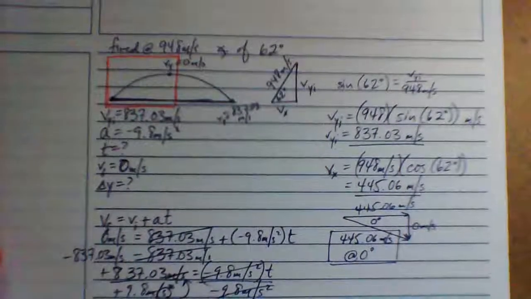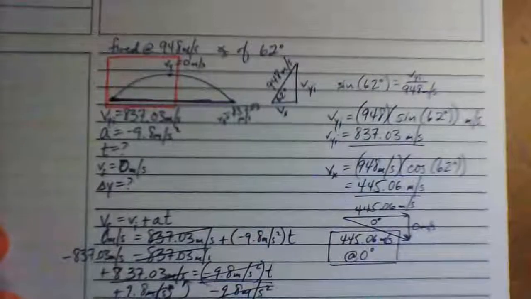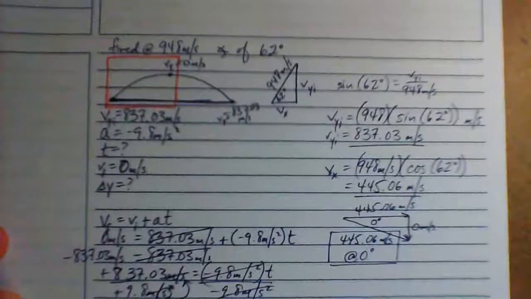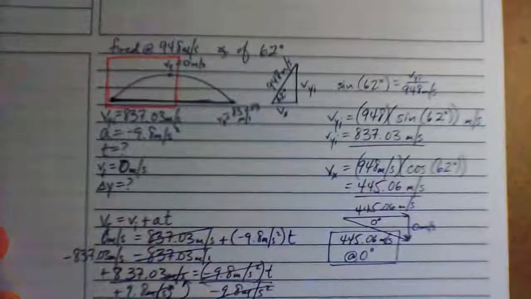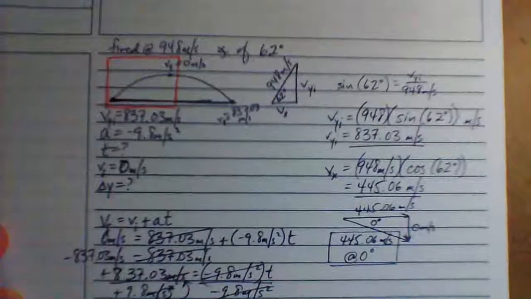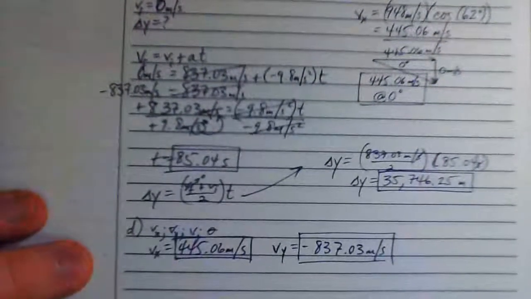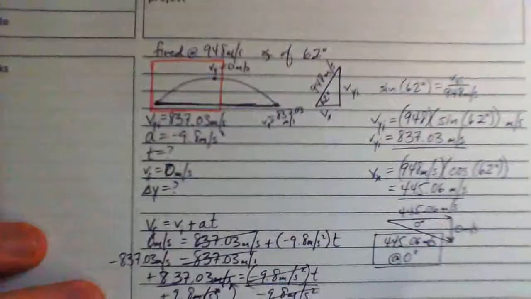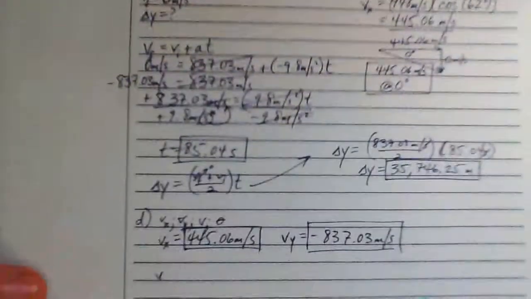So, I mean, it's pretty straightforward. Vx equals whatever you found before, 445.06 meters per second. Done. Vy equals negative 837.03 meters per second. Done. Right? So the next thing we're going to look at is V. Well, our final velocity is actually going to be the same as the initial velocity, except it's headed down. So the resultant vector is going to be 948 meters per second.